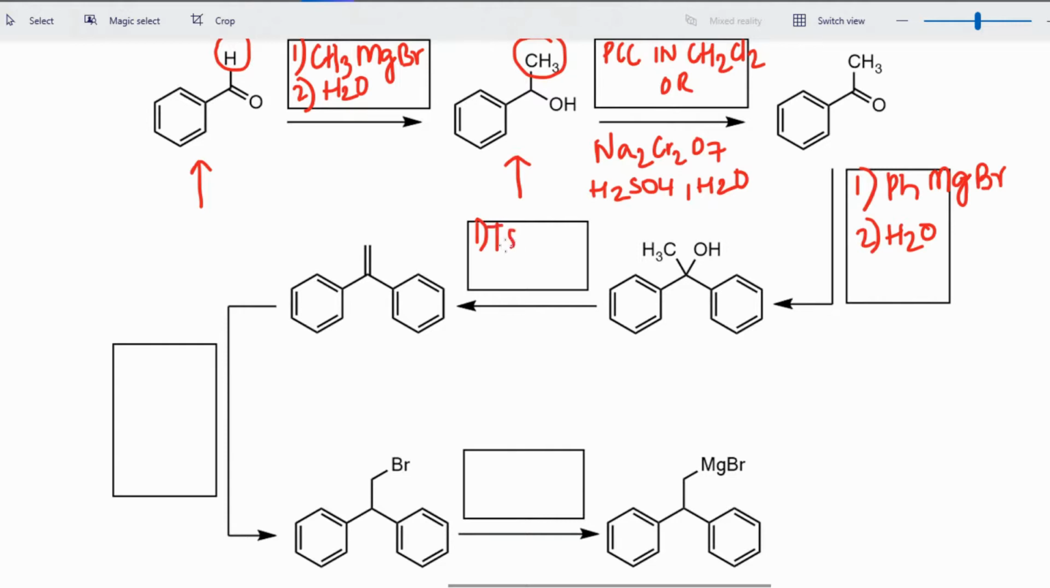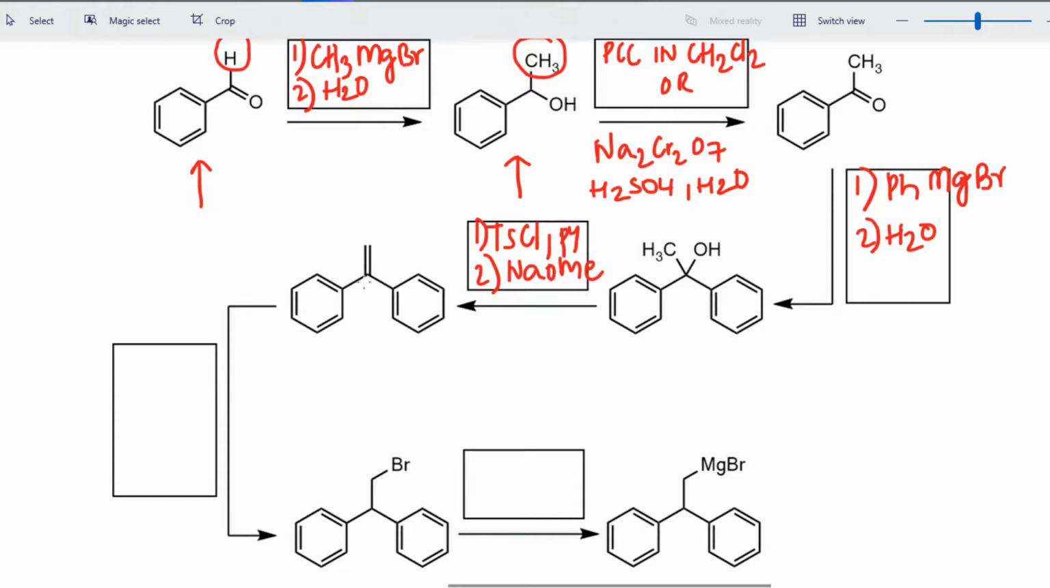So TsCl in pyridine would be a nice one that tosylates the hydroxyl group, and then we're going to eliminate it. You can use any base. In this case, it doesn't matter because there's only one beta position to deprotonate from. So we would use sodium methoxide, NaOMe, to accomplish this reaction.